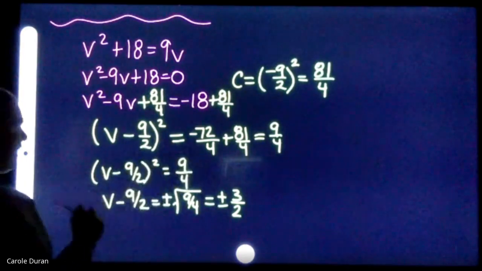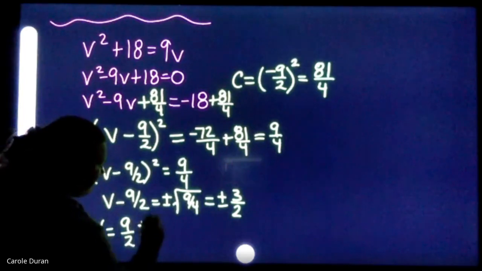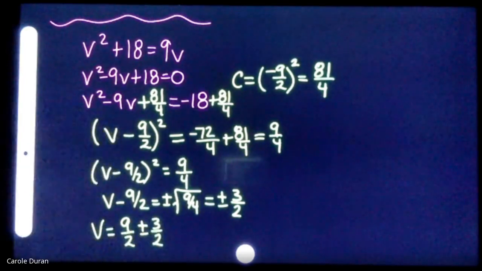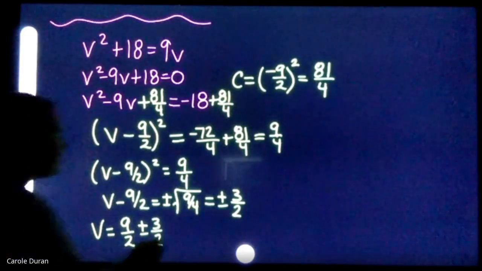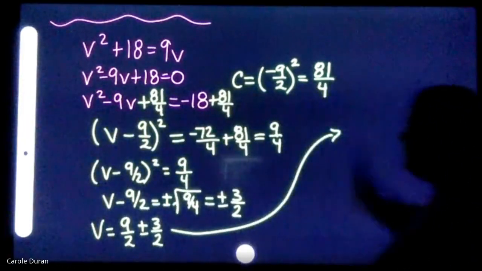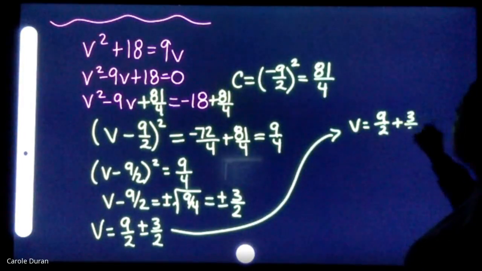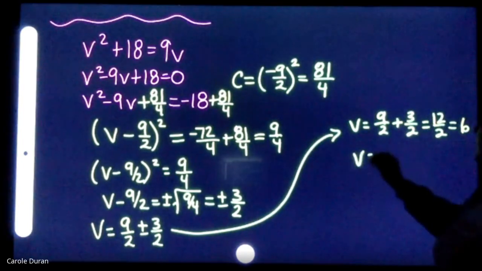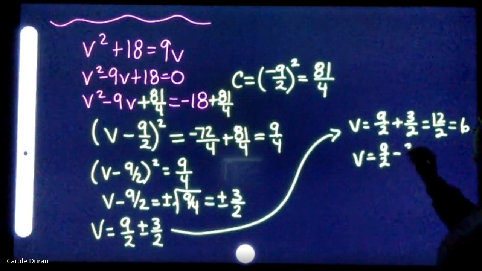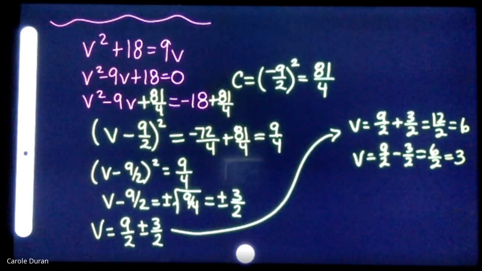And then I'm going to add the 9 halves over. So I get v equals 9 halves plus or minus 3 halves. Just like before, I split it into two problems, one addition and one subtraction. So v equals 9 halves plus 3 halves gives me 12 halves, which is 6. And then v equals 9 halves minus 3 halves. 9 minus 3 is 6 over 2, which is 3. So my two solutions are 6 and 3.